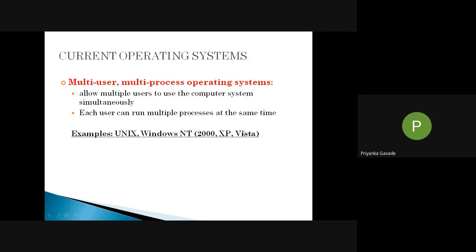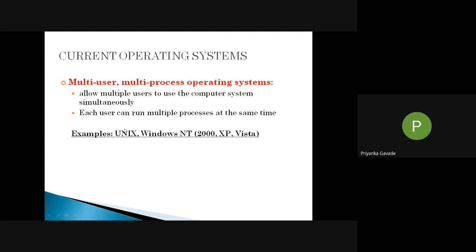Then we have multi-user, multi-process operating system. In this case, the system allows multiple users to log in simultaneously, and each user can run his own process at the same time. So all newer versions of Windows are examples of multi-user, multi-process operating systems, right? Similarly, Unix is also an example of a multi-user, multi-process operating system.